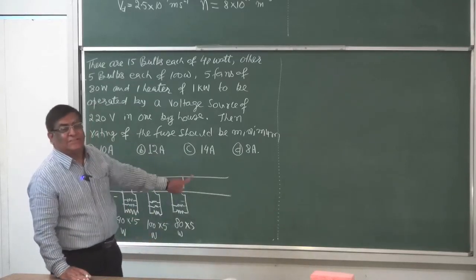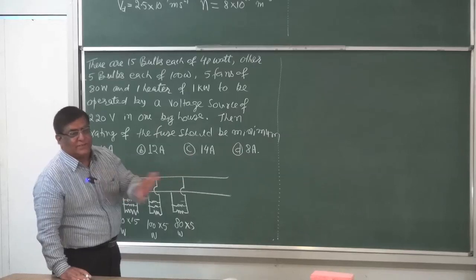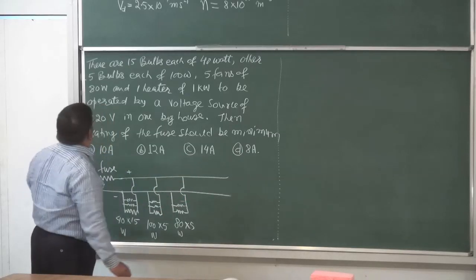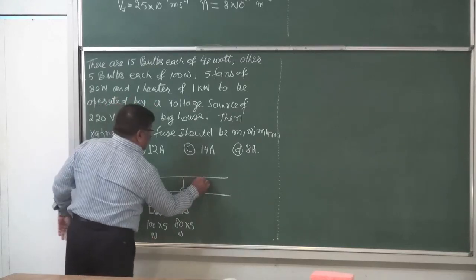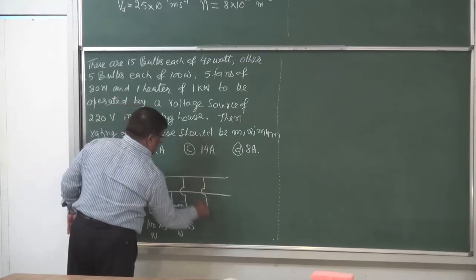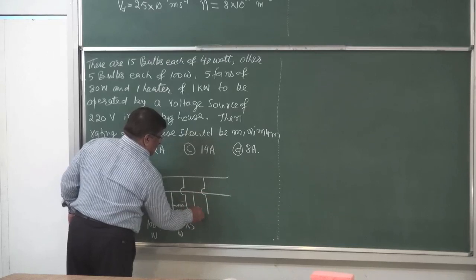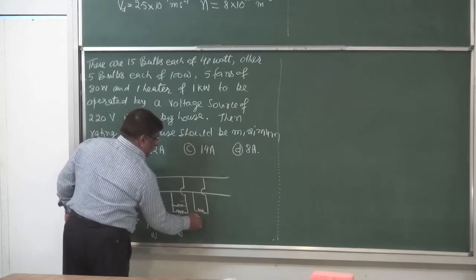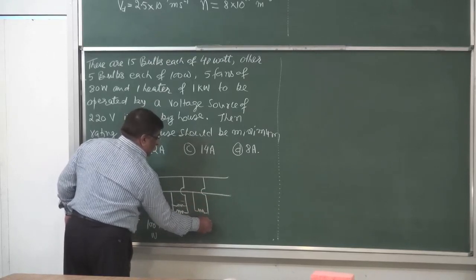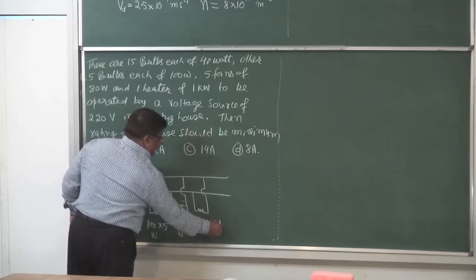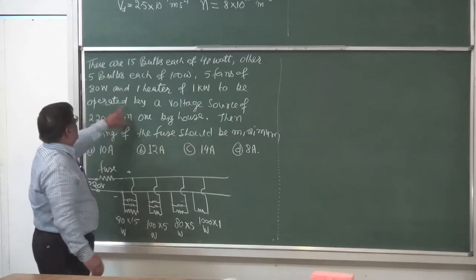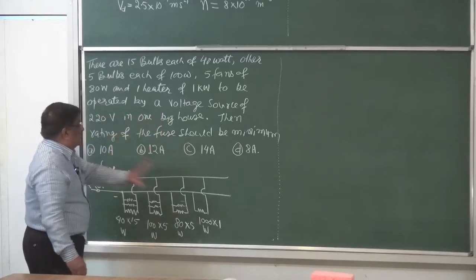Ghar ke kamre aise nahi hai. Okay, it is simply a diagram for the load. Then we have one heater of 1 kilowatt, that is 1000 watt, and this is only one. Other things are not given.